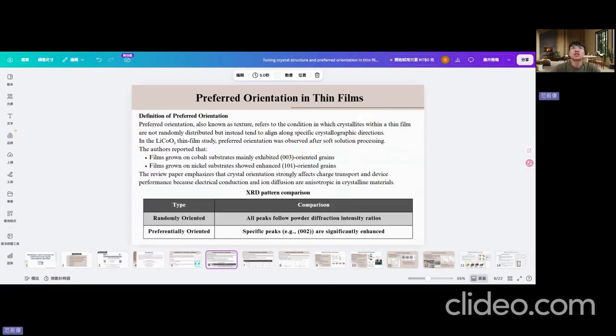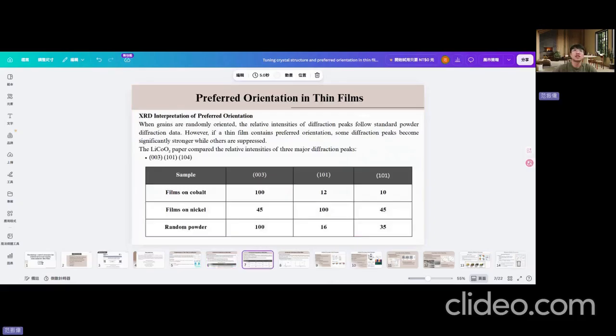And then it's the preferred orientation in thin films. First one, we define the definition of preferred orientation. The review paper explains that crystal orientation strongly affects charge transport and device performance because electrical conduction and ion diffusion are anisotropic in crystalline materials. And they have different types, the randomly oriented and preferentially oriented. And they have different comparisons: all peaks of powder diffraction, intensity ratios, and specific peaks.